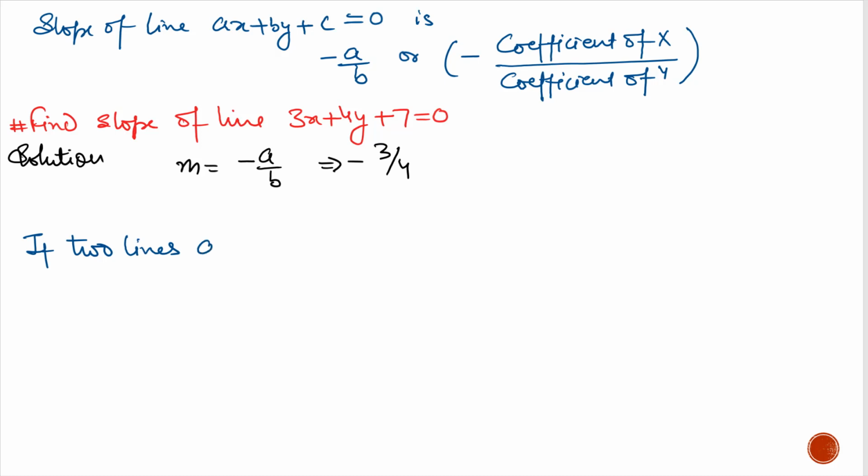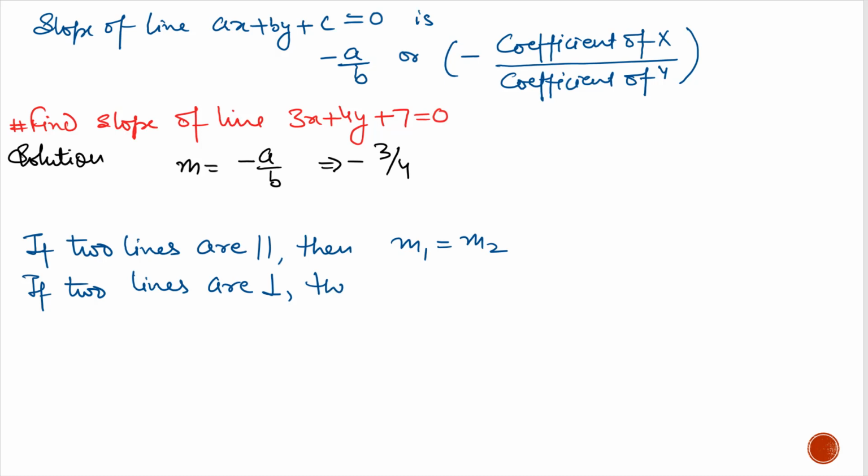Please remember these 2 points. If two lines are parallel, then slopes are equal. We can say that m1 equals m2. If two lines are perpendicular, then the product of their slopes equals minus 1, or m1 into m2 equals minus 1, or we can say that m2 equals minus 1 upon m1.